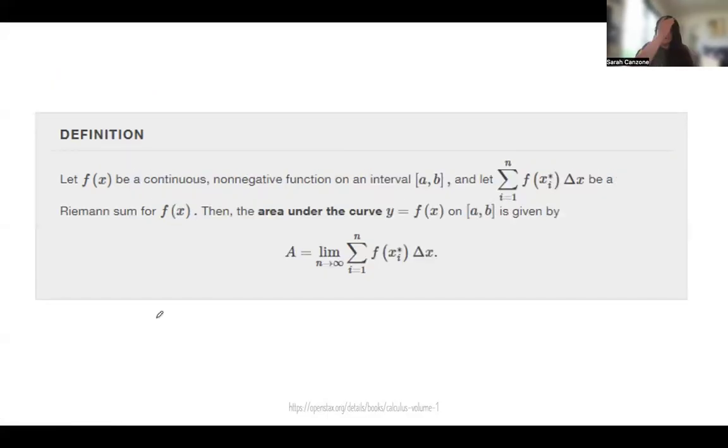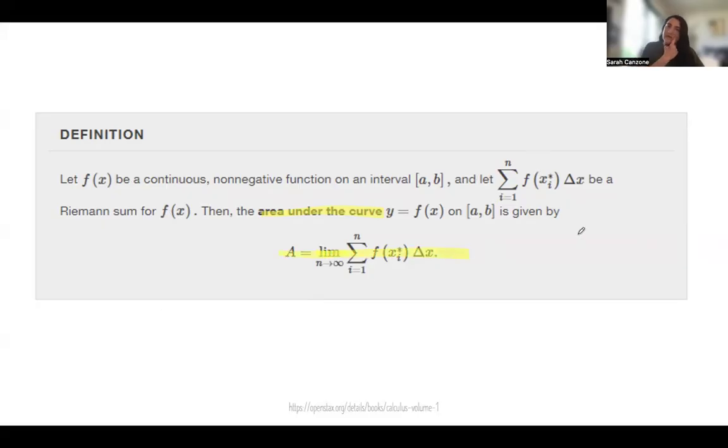All right, now we can introduce the idea of area under the curve. This is a very large concept. If f is continuous and we have this Riemann sum, then the area under the curve is in fact the limit as n approaches infinity, which is what I mentioned when we were looking at the increasing number of rectangles idea. The limit as n approaches infinity of your Riemann sum.